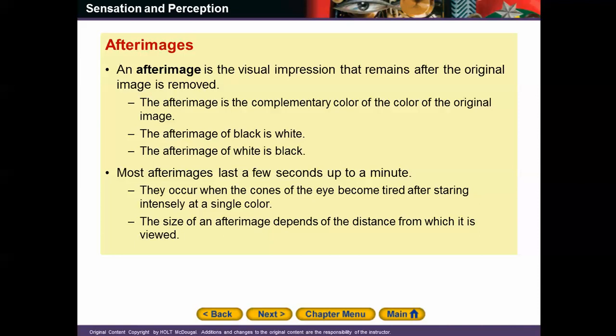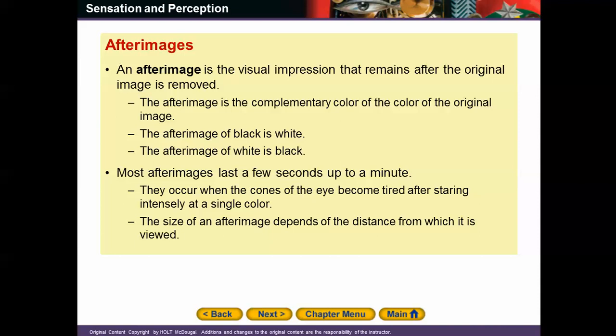if you stare at an image, like a black image, for 20, 30 seconds, and then you immediately look at something white, you're going to see an after image. And the after image of white is black. Most after images last a few seconds, even up to a minute, and they occur when the cones of the eye become tired after staring intensely at a single color.